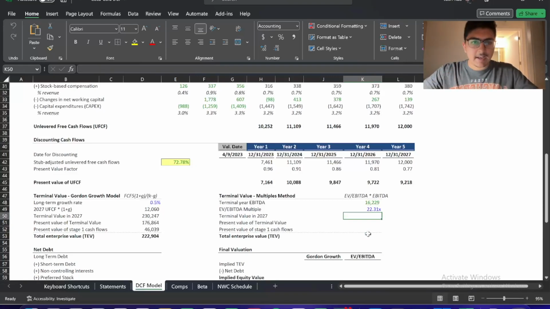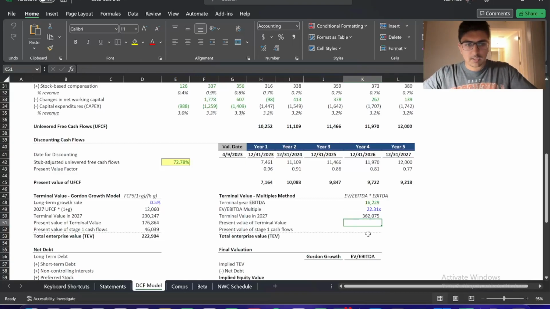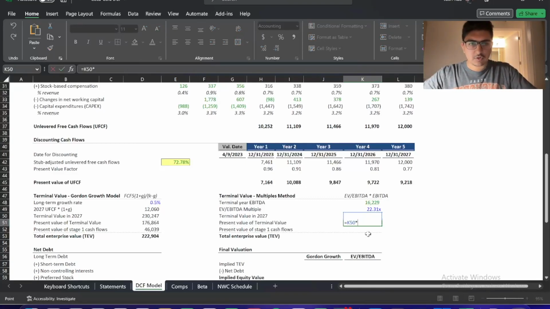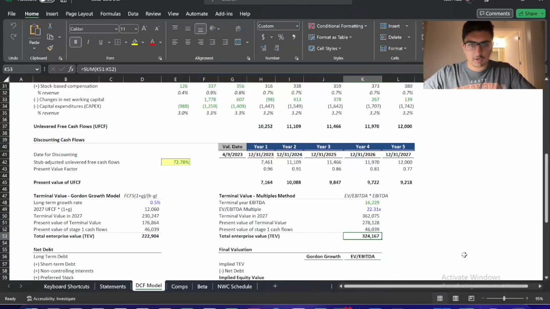22.31. And now what we do is we can take our final year EBITDA, multiply it by this EBITDA multiple. And that gets us to our terminal value in 2027. Again, we can multiply this terminal value by our present value factor in 2027 to get the present value of this terminal value. And then grab the sum of our stage 1 cash flows. And the sum here is going to get us to our total enterprise value.